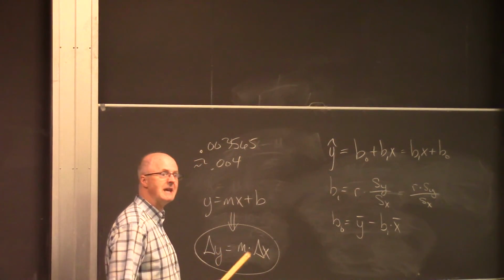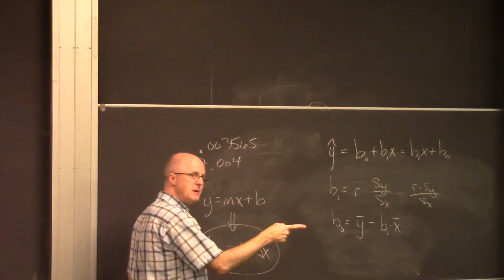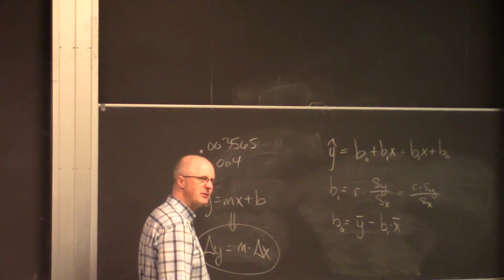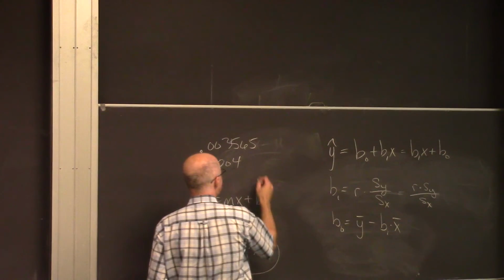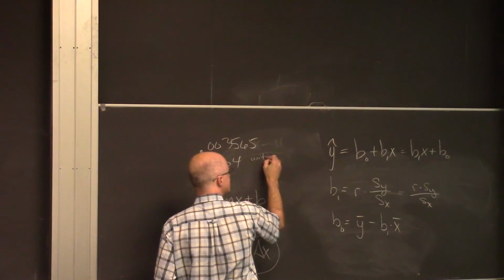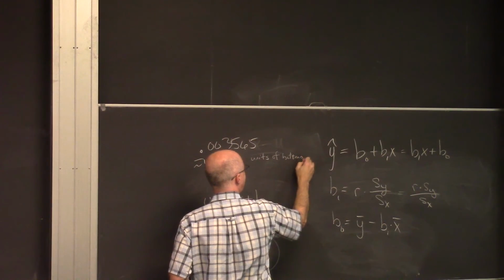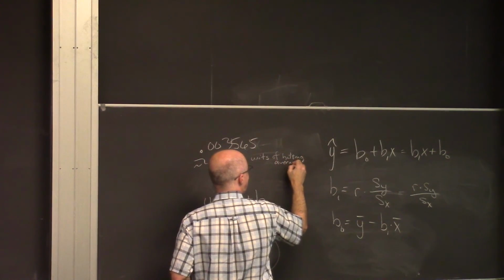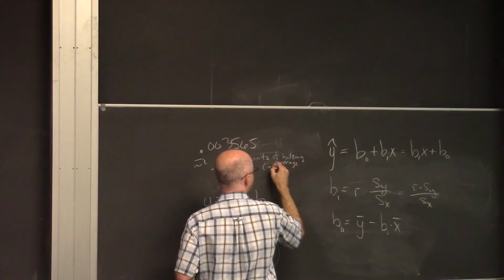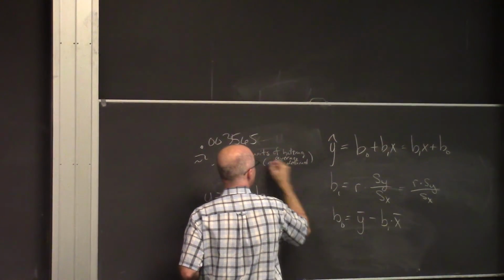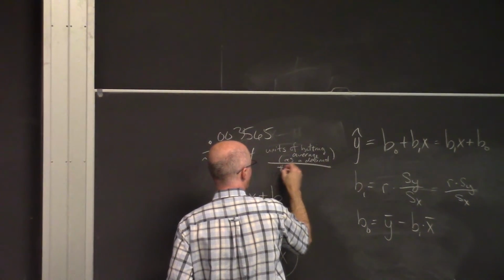What would the units be? Units for Y per unit of X. That'd be difficult to phrase this. Units of batting average, as a decimal, might be the best way to phrase that. Units for Y, per unit of X, which is number of home runs.